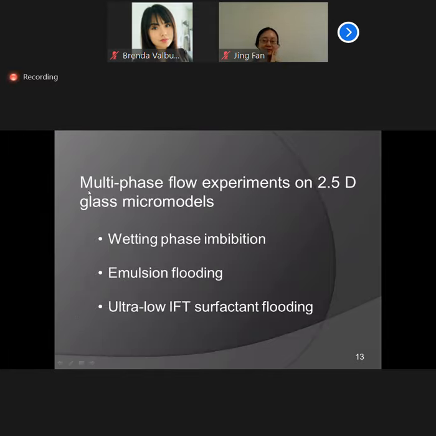So there were a couple of experiments done on the 2.5D glass micromodel. One is the wetting phase imbibition, and the second one is the emulsion flooding. The last one is the ultra low IFT surfactant flooding.